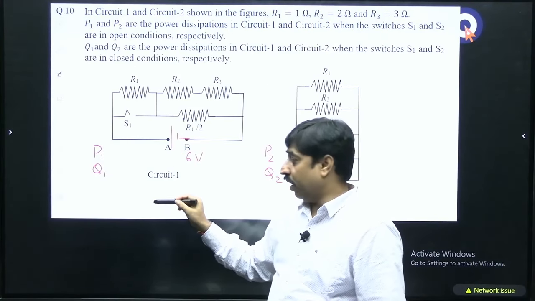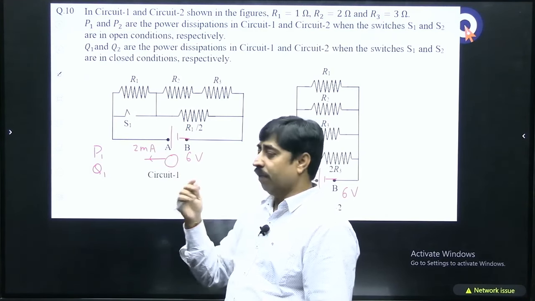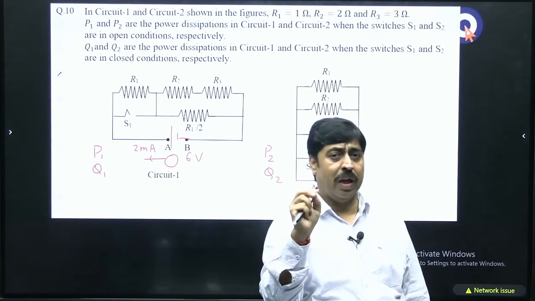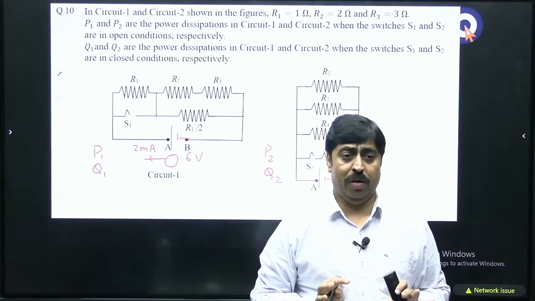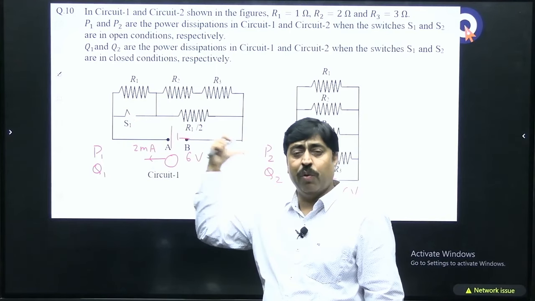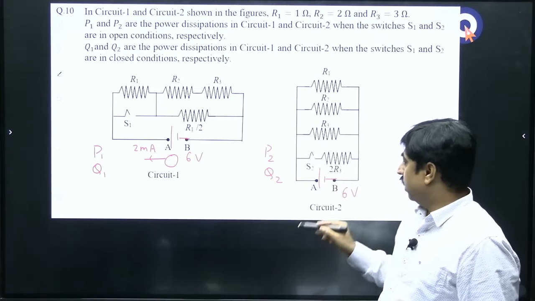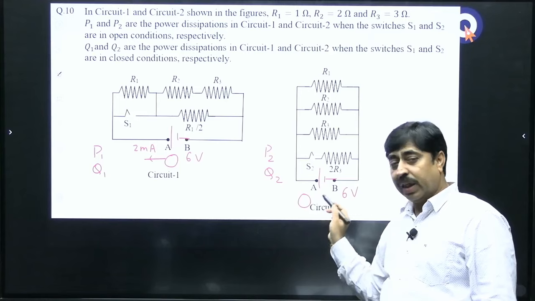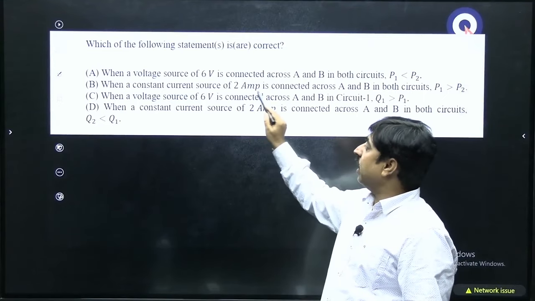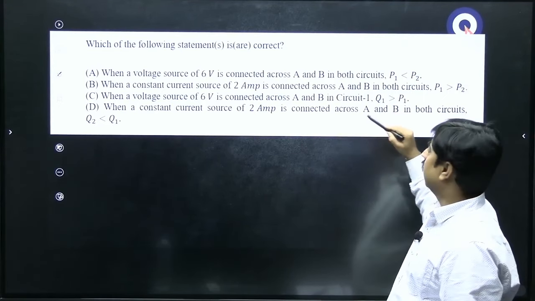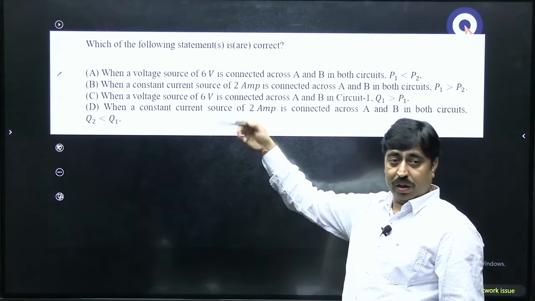If we replace this battery by some kind of source which delivers a constant current of 2 milliampere, think of a source which delivers constant current of 2 milliampere irrespective of how much resistance has been connected to. Whatever be the value of the equivalent resistance, this source delivers 2 milliampere of constant current. Similarly, here also if you attach a constant current source, it delivers 2 milliampere current. So, the question says when a constant current source of 2 milliampere is connected across A and B, then which one is larger, P1 or P2?